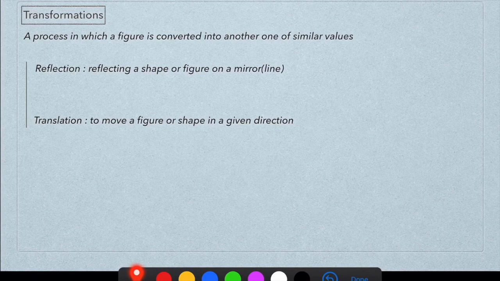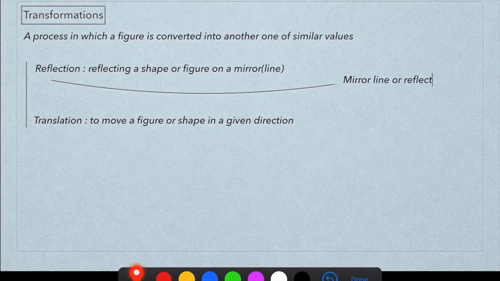Now, the key word here about reflection is, as I told you, the mirror line or the reflection line. So in any question, if you see any line in a specific color, you should understand that that is a mirror line. Then you need to reflect it. This is to be told because most of the students are confusing reflection and translation. They start moving the shapes instead of reflecting them over the mirror line.